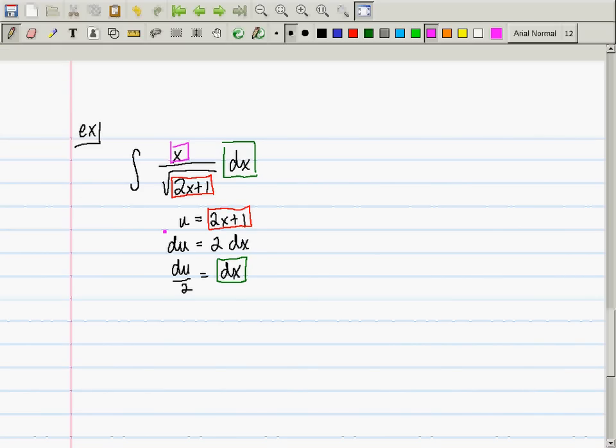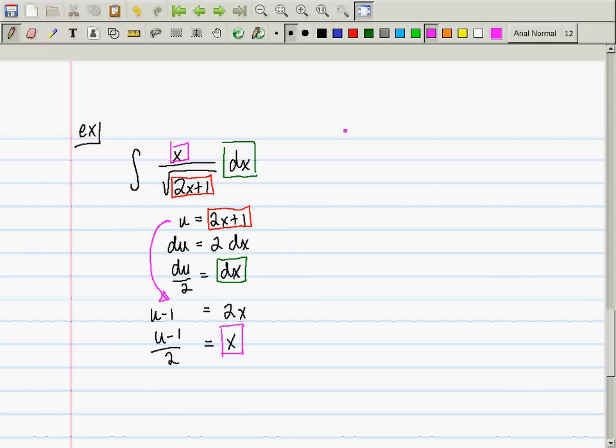Right, I can take this expression right here and solve for x. And then I can say that, okay, u minus 1 is equal to 2x, so that u minus 1 over 2 is equal to x. So now do I have enough things to replace all x things with u things? Yes, now I have enough things.